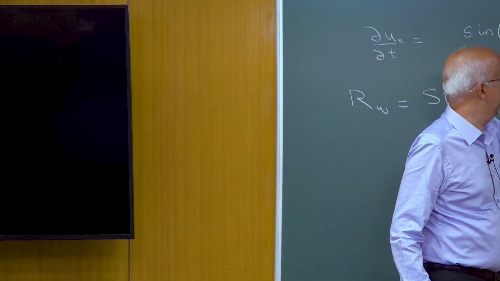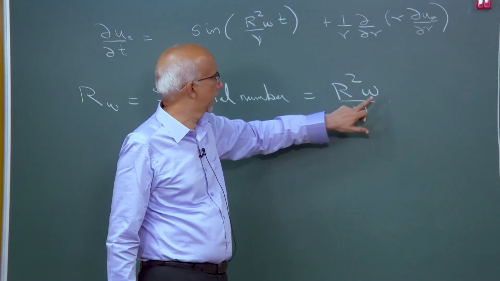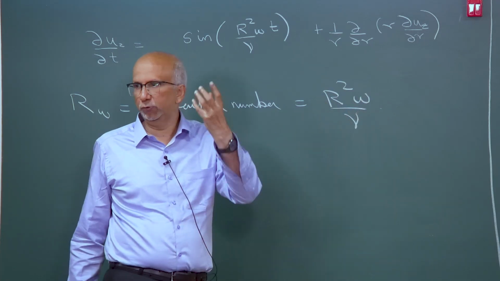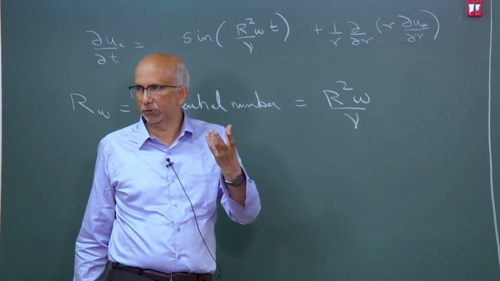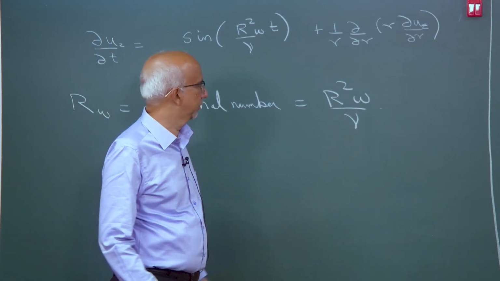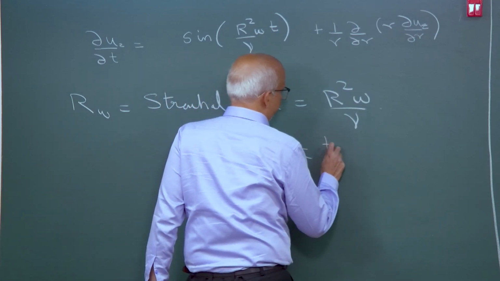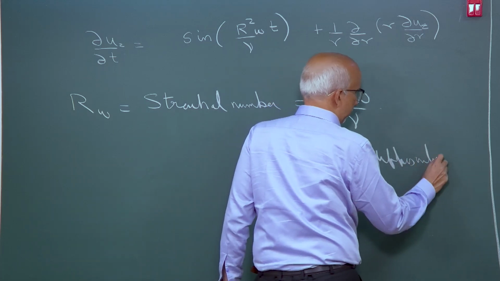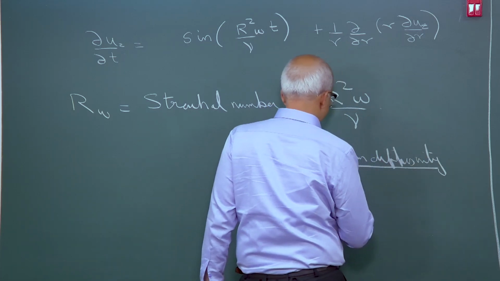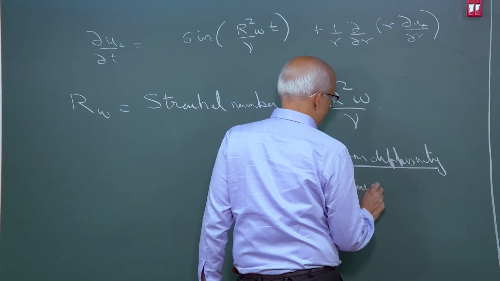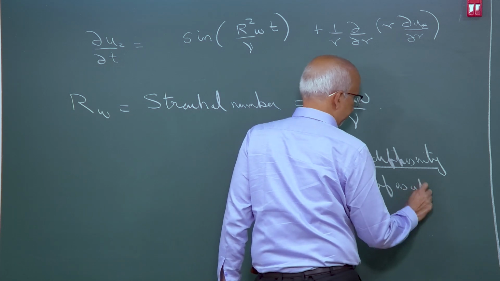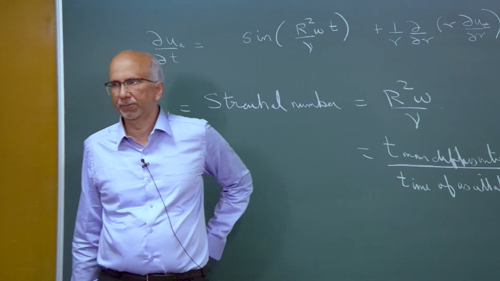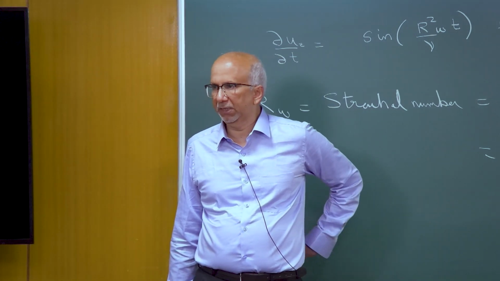So, omega is the frequency of the periodic oscillation, and the reciprocal of that is the time scale, and r squared by nu is the momentum diffusive time scale. This also has units of time. So, this is time for momentum diffusivity divided by time of oscillation. Okay. So, that is the thing we discussed.